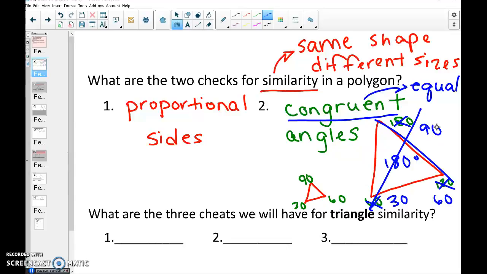Last week you guys talked about the first of our three quote-unquote cheats for triangle similarity. If two angles in two triangles are the same, then they're automatically similar. The other two we're going to talk about today are SSS, which you can probably guess stands for side, side, side, and SAS, which is side, angle, side. So make sure you get that part copied before we move on to the next piece.